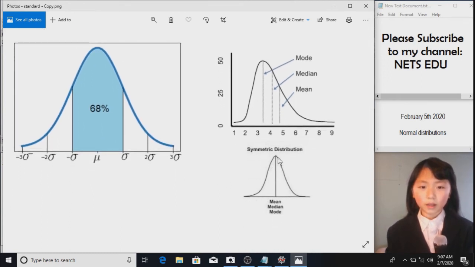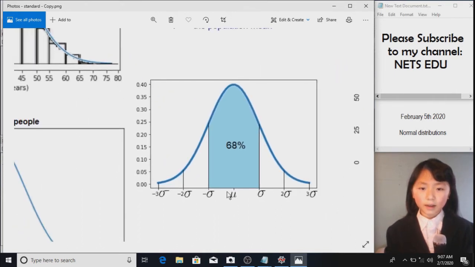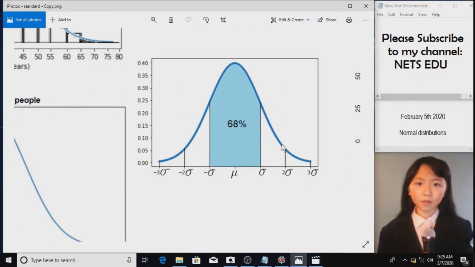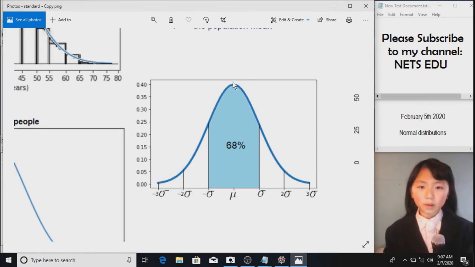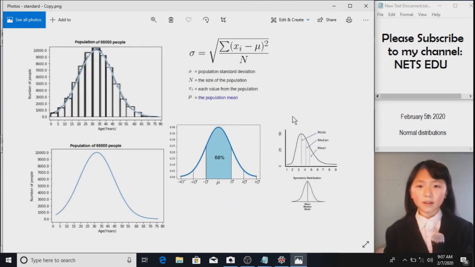Over here we have a symmetrical distribution where the mean, mode, and the median are all the same. As you can see here, this is a standard normal distribution. This point should be the mean, and this place should be the mean, mode, and median. From here to here is one deviation, and we have 68% of the area covered by negative mu and positive mu. Here we have negative 2 mu and positive 2 mu. Now let's have a look at how we can find this information using Python.